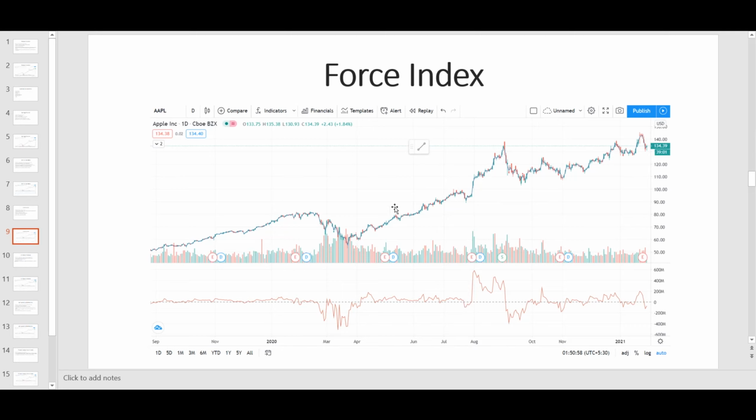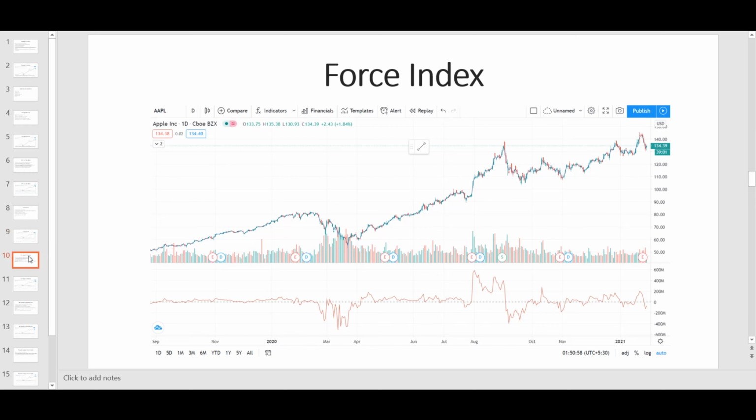If you would have bought here and sold here, there was a huge probability that you would have bought at 70 and sold at 90. But the problem is, for a small breakout, if you sold, you would have missed the opportunity from 90 to 110 or 120. So make sure that you work on the volume indicator along with some other indicator to make a confirmation call. So this is about the force index.